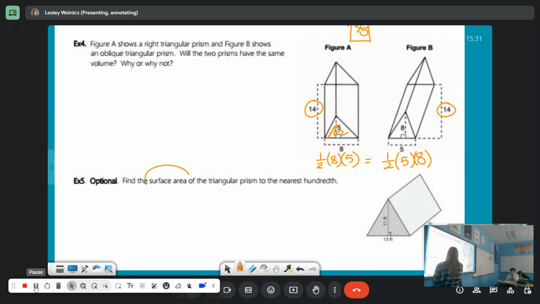So if we're looking at the surface area, we do not know what this side and this side are, correct? Actually, we don't even know that those sides are congruent, so we can't even find the surface area, so we're going to skip this problem.